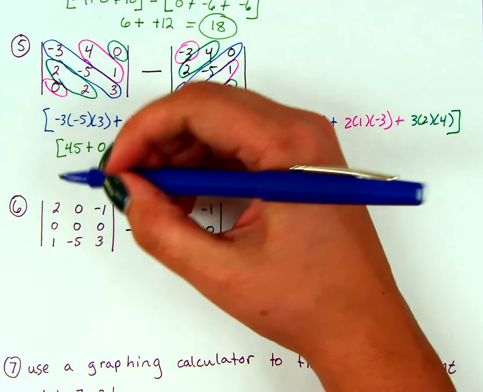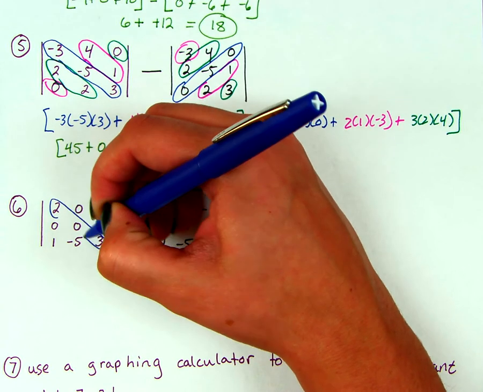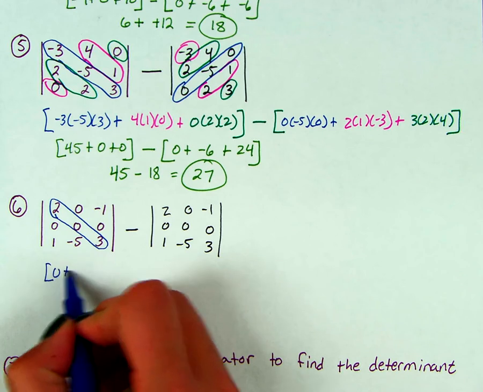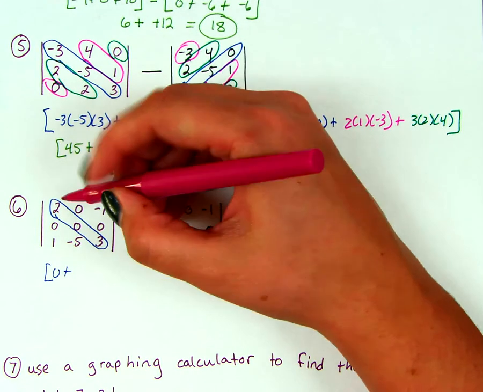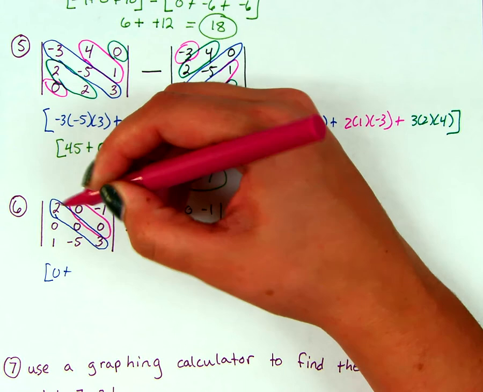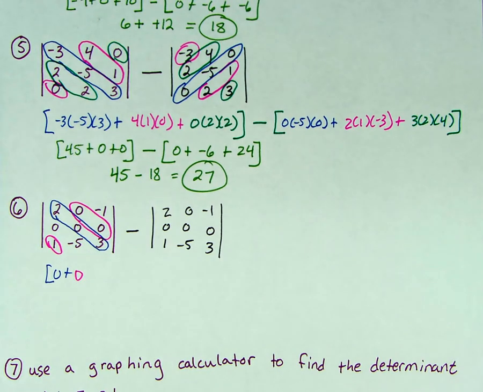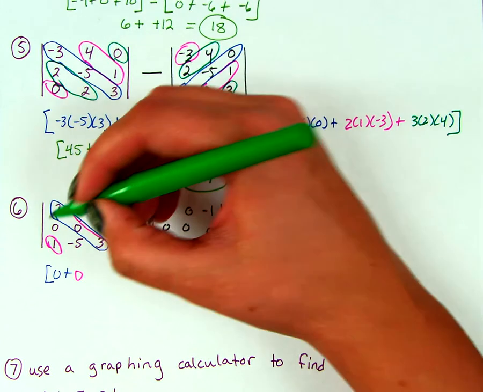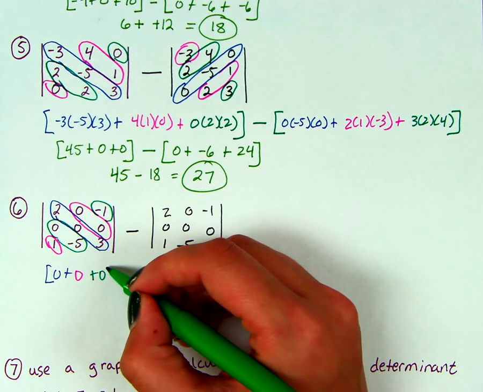So again, starting with our forward diagonals. So we're taking 2 times 0 times 3. So that's going to give us 0. And then our next set will be 0 times 0 times 1. So again, that's just going to be 0. And our last set, we're taking negative 1 times 0 times negative 5. So again, I'm just going to have 0.